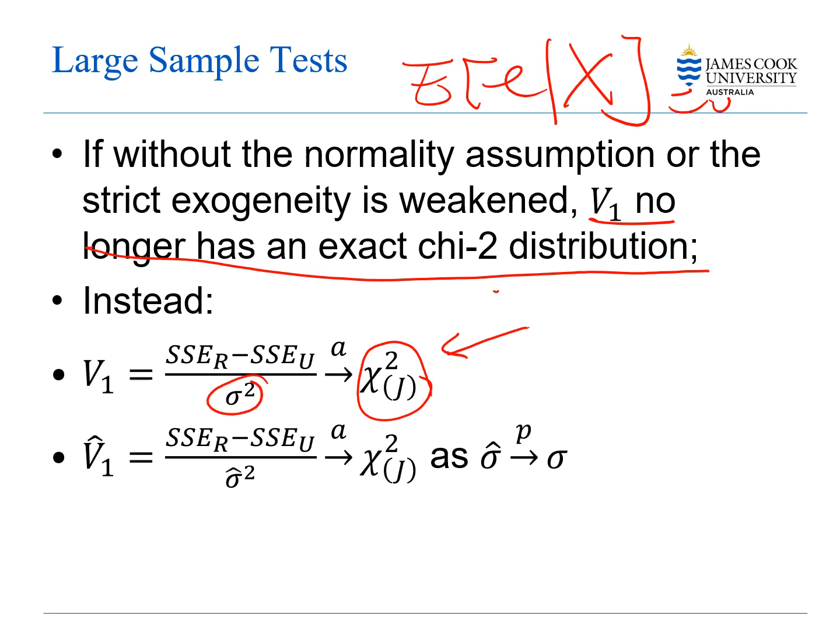Note that V1 is still not feasible because we don't observe sigma squared. But we can estimate sigma squared: run a regression that estimates the unrestricted model, predict the residuals, sum their squares, and divide by n minus k. This estimate, sigma hat squared, converges in probability to sigma squared, the true value. So we can replace sigma squared by its estimated version, and we still get a chi-square distribution with J degrees of freedom asymptotically. Now we need to assume that the sample size is sufficiently large. This is the chi-square large sample test.